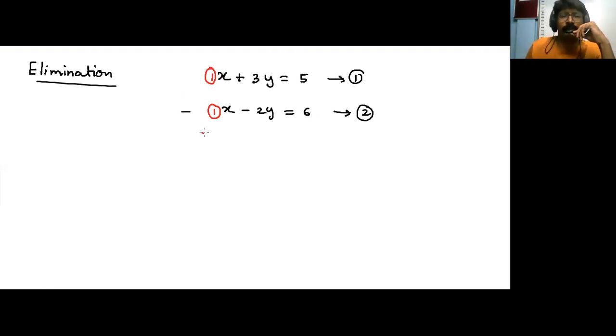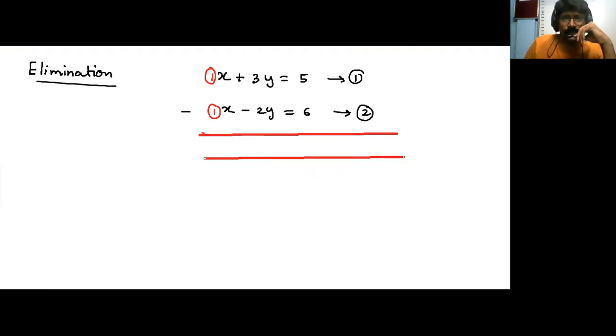Whenever you're subtracting, you'll have to change the signs of the second equation. Why do we have to change the signs of the second equation? Simply because whenever we subtract the equation, this positive 1x will become negative 1x. This negative 2y will become positive 2y. This positive 6 will become negative 6.